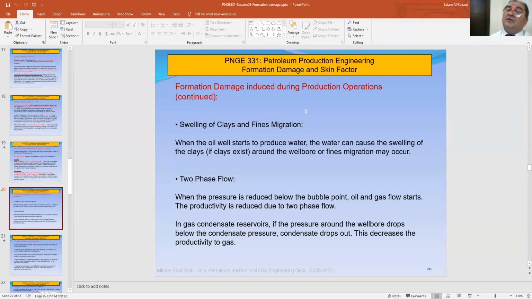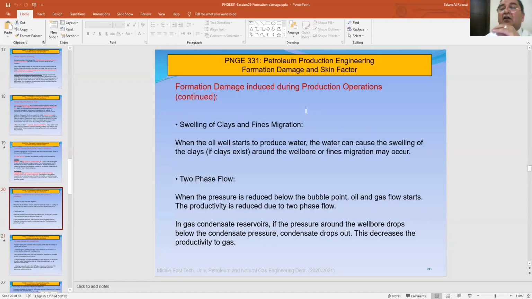Two-phase flow also, as you know, guys, if we have volumetric reservoirs and the pressure is greater than the bubble point pressure, the production will be a single phase of flow, that is oil, and there is no problem. But when the pressure is going to be less than the bubble point pressure, then we're expecting to have what? Two phases of flow, oil and gas. And in this case, we are going to have more pressure drop.